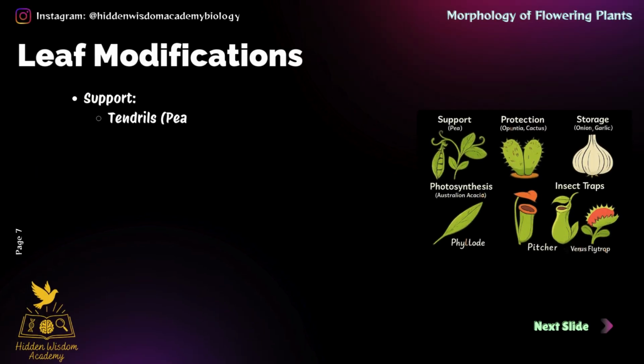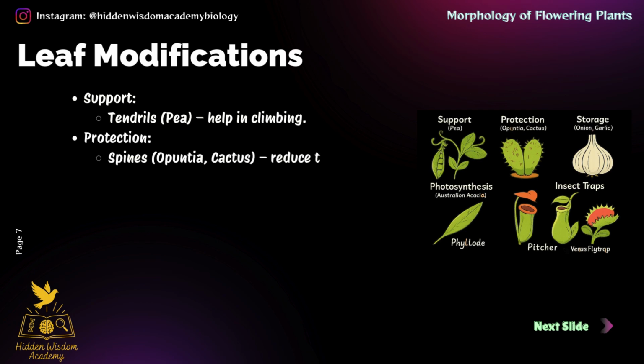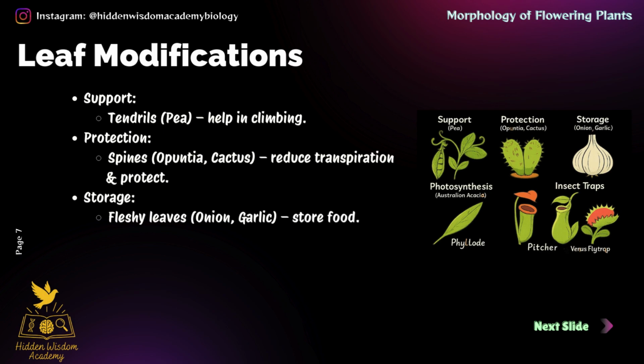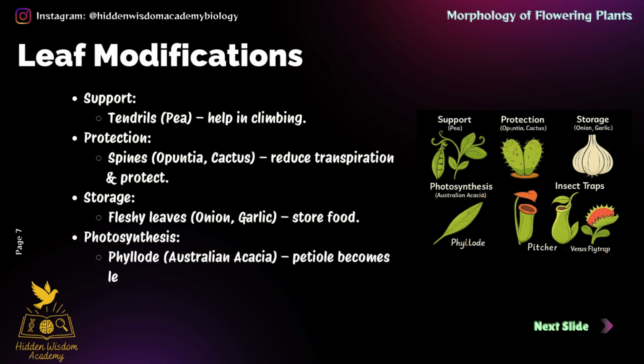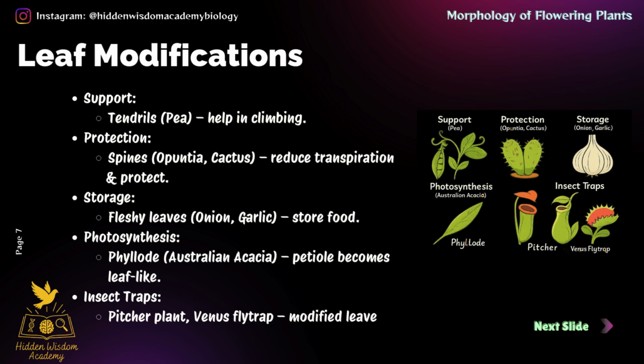Let's talk about leaf modifications. In many plants, leaves are modified for special functions. In pea, they become tendrils for climbing. In cactus, they turn into spines to reduce water loss and protect the plant. In onion and garlic, leaves store food. In pitcher plant, Nepenthes, and Venus flytrap, they trap and digest insects to get nitrogen. In Australian acacia, the petiole becomes flat and works like a leaf, called a phyllode. These modifications show how leaves adapt to the environment.